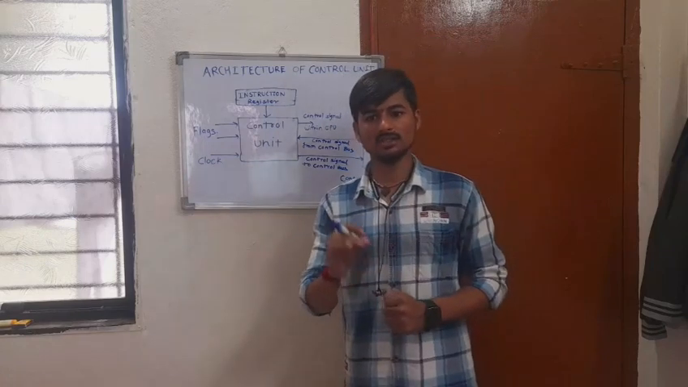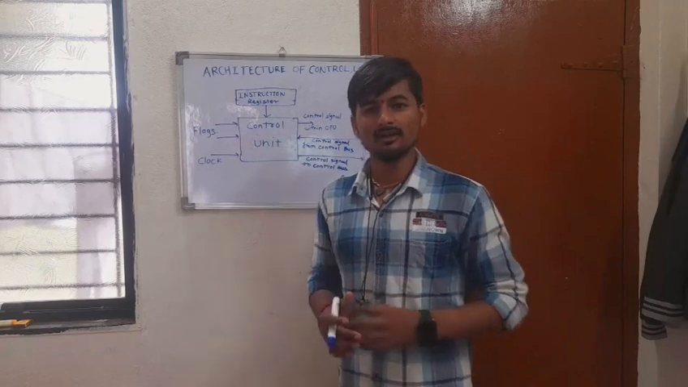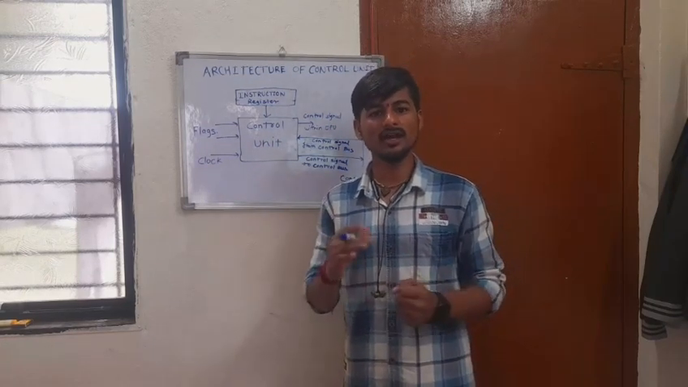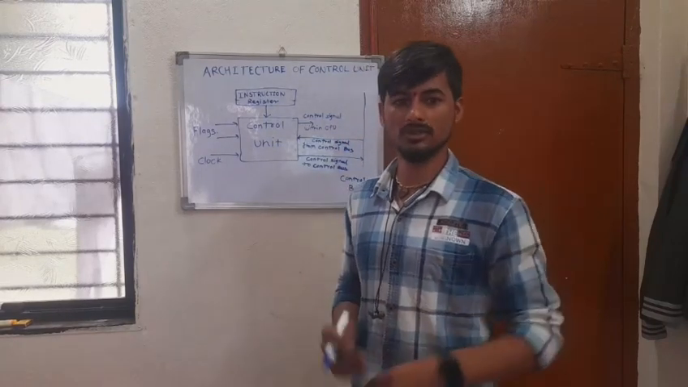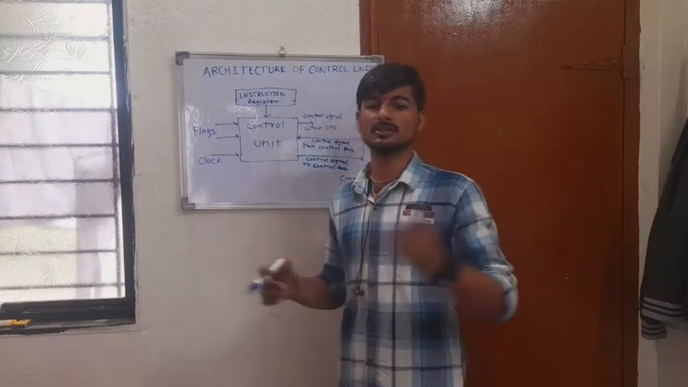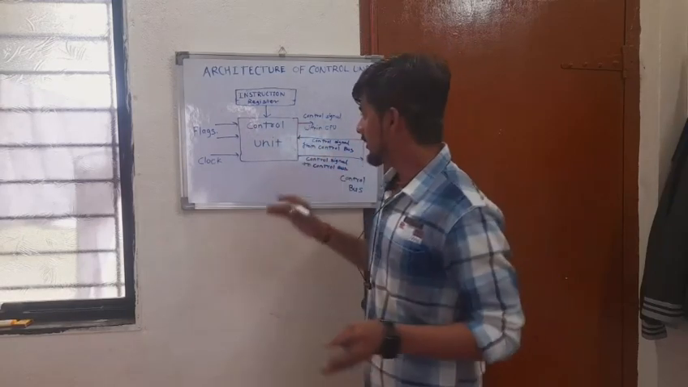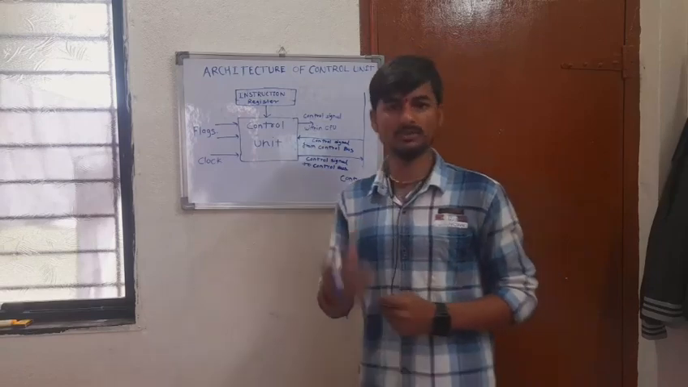The next component of the control unit is the flags. The flags in the CPU control unit indicate the conditions resulting from arithmetic or logical operations. They guide decision making and control the flow of operations within the processor. Mainly they perform two operations: they indicate the state of the CPU, and they show the result of the previous operation.